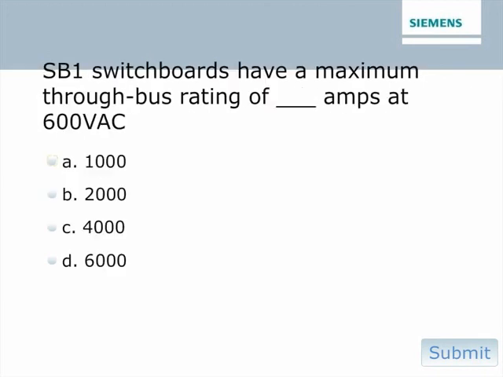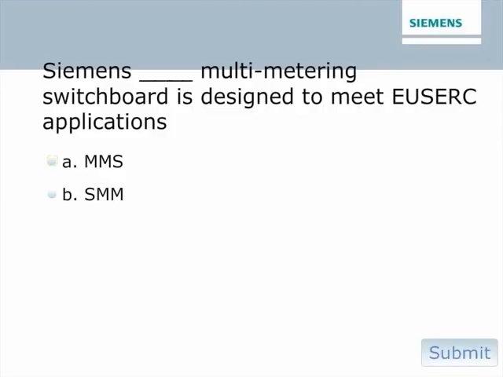Question 3. SP1 switchboards have a maximum through bus rating of blank amps at 600 volts. Is it A, 1000, B, 2000, C, 4000, or D, 6000? Question 4. Siemens blank multimetering switchboard is designed to meet USERC applications. Is it A, MMS, or B, SMM?